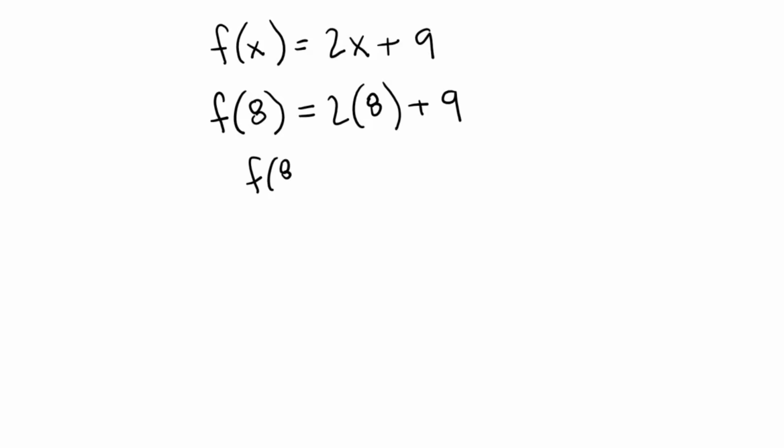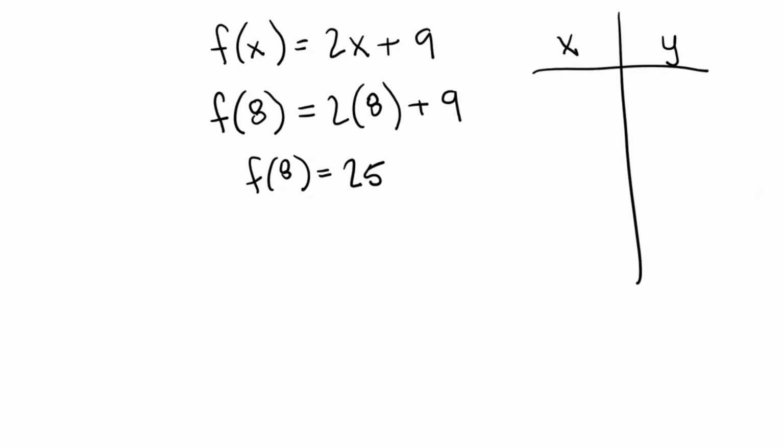So we would say f of 8 equals 2 times 8, which is 16. 16 plus 9 would be 25. So f of 8 equals 25. And that's a good way to create a table where you have your x and y. So when x equals 8, because we replaced the x with 8, then the y would be 25.